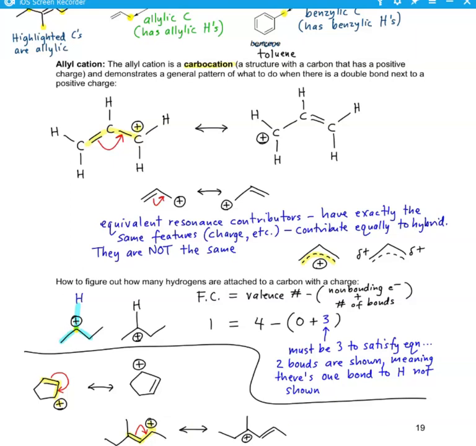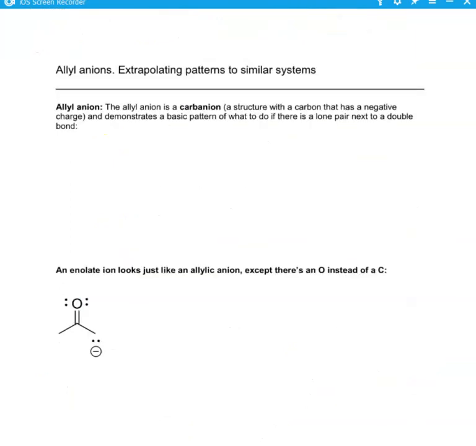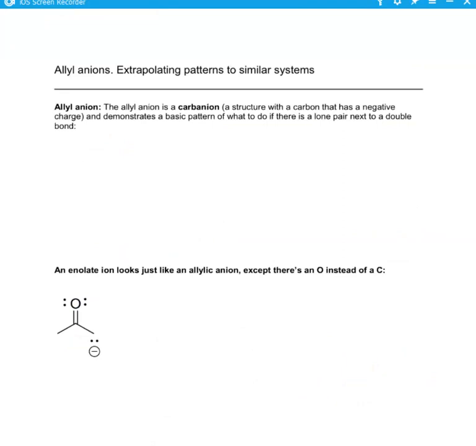Let's take a look at the allyl anion. An allyl anion, as the name implies, is an allyl group that carries a negative charge. It's an example of a carbanion. A carbanion is a structure that has a carbon that has a negative charge. This is going to show us what to do if we have a structure that has a lone pair next to a double, or remember, a triple bond. So let's draw out an allyl anion. We're going to do this again both ways. The full Lewis structure, and then the skeletal formula.